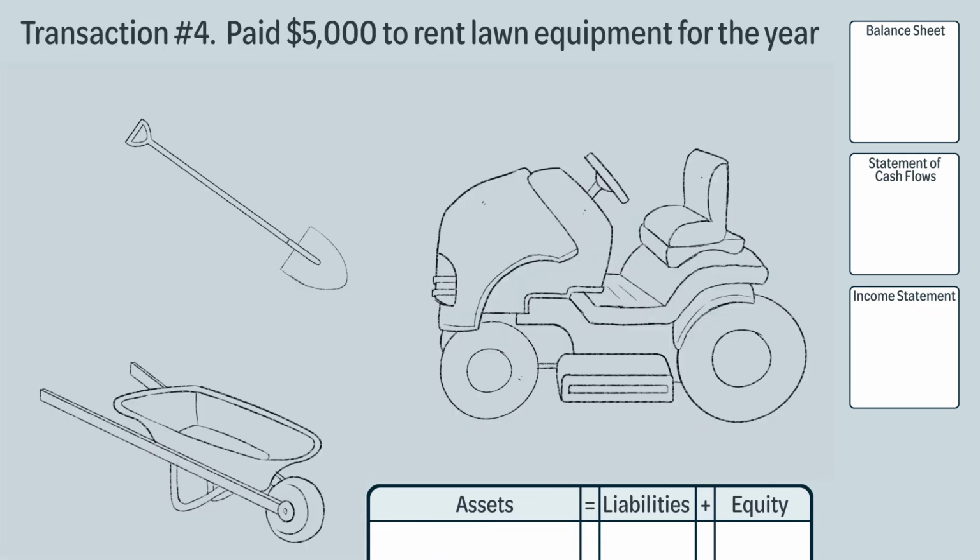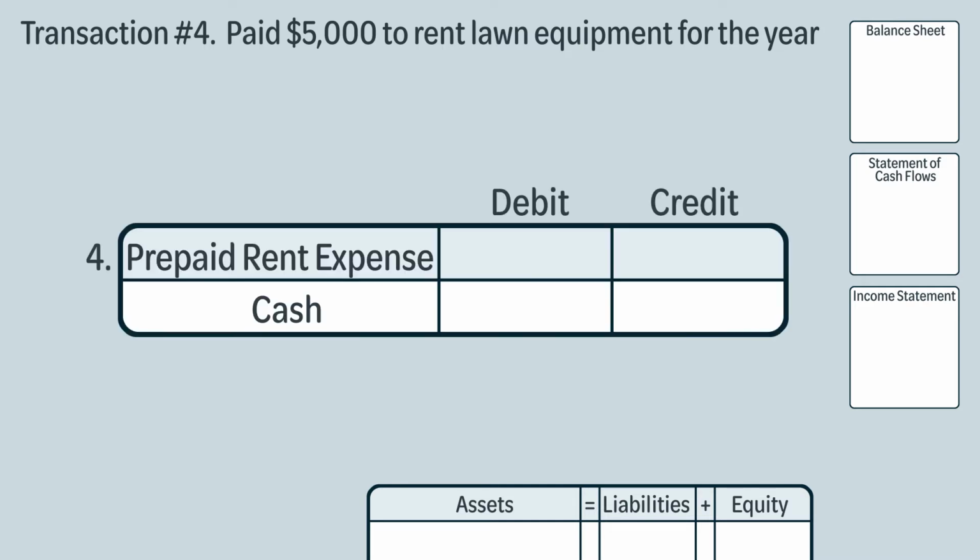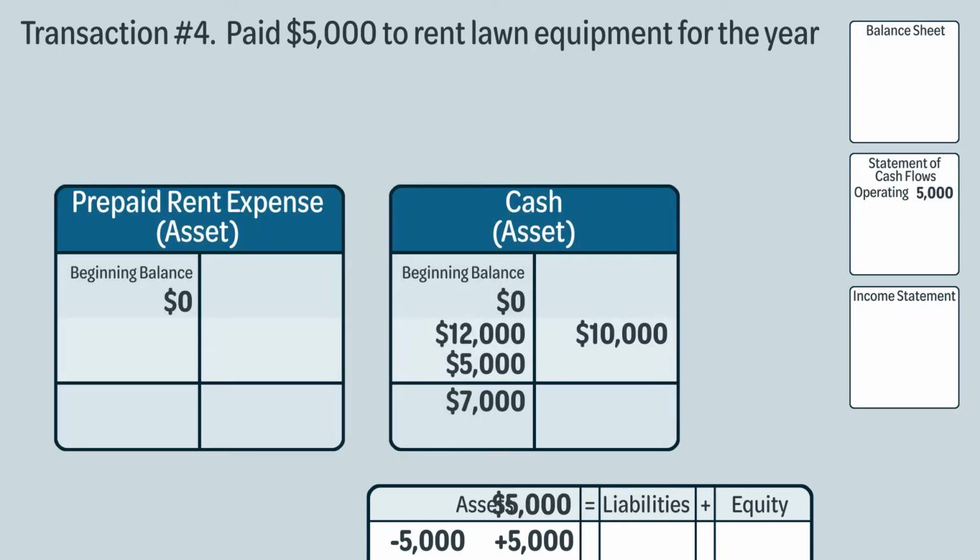Next, we prepay $5,000 to rent equipment for the year. Although the $5,000 rent payment will end up as an expense on the income statement, we do not initially record it as an expense. Rather, prepaid expenditures are considered assets initially. As such, we will increase an asset account called prepaid rent expense and decrease cash as illustrated. On the statement of cash flows, the cash used to rent equipment will be reported in the operating section. After recording this transaction, the asset account prepaid rent expense will have a balance of $5,000, and the cash account will have a balance of $2,000.